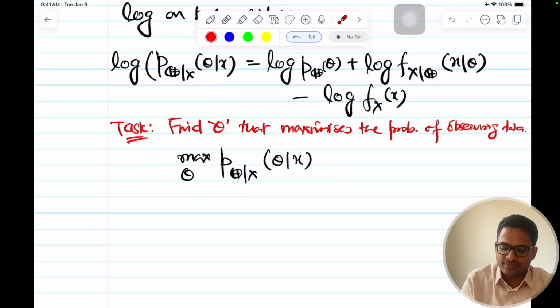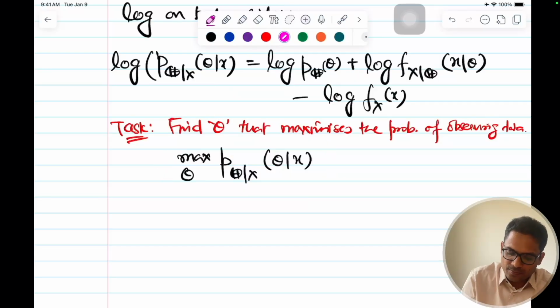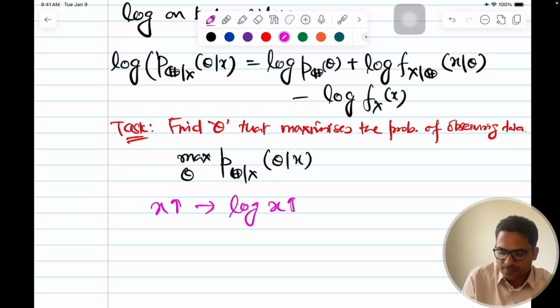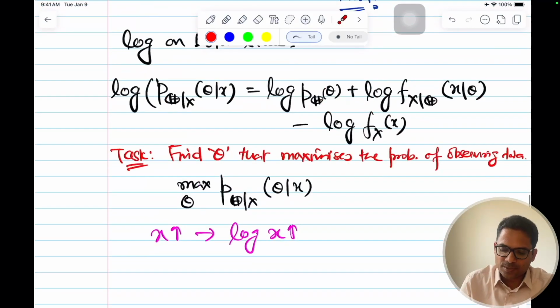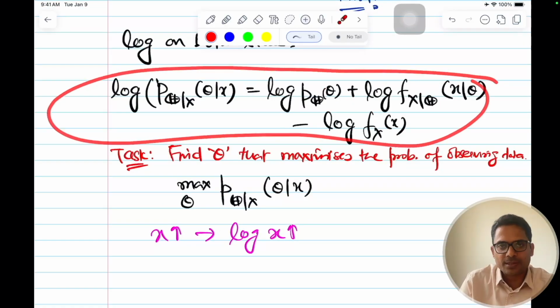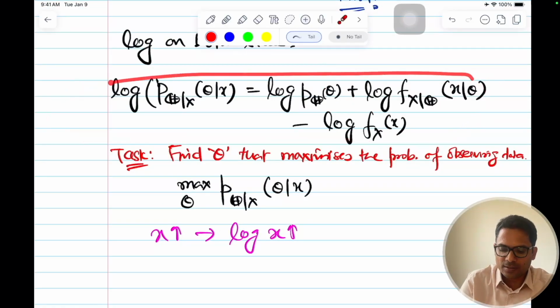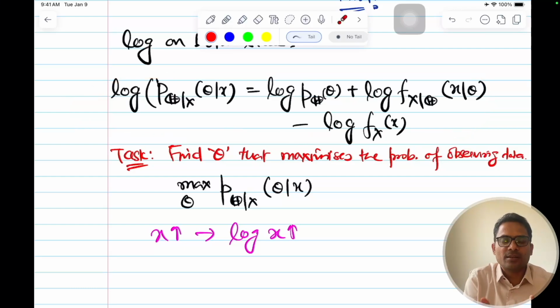Log is a monotonic function. If x increases, log x increases. That's why I've taken the log. It doesn't change the answer, but it makes our math simple. Time and again we'll be taking logs, because it converts the product into a sum.